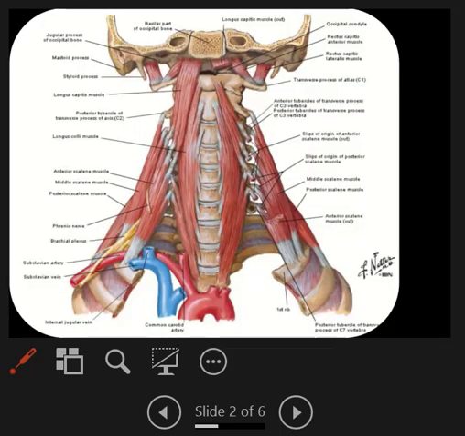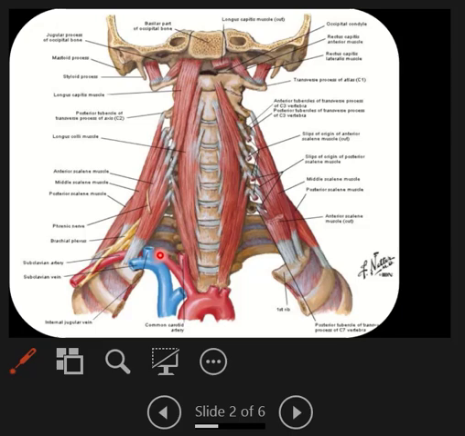Subclavian artery. This artery at the left originates from the arch of the aorta, but at the right originates from the brachiocephalic trunk. See, this is the brachiocephalic trunk. It has two branches, the right common carotid and the right subclavian artery. So, the subclavian artery has a different origin.